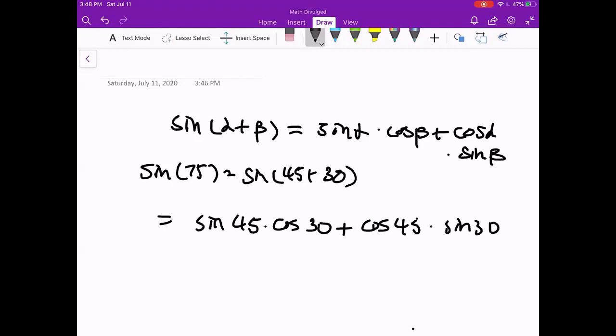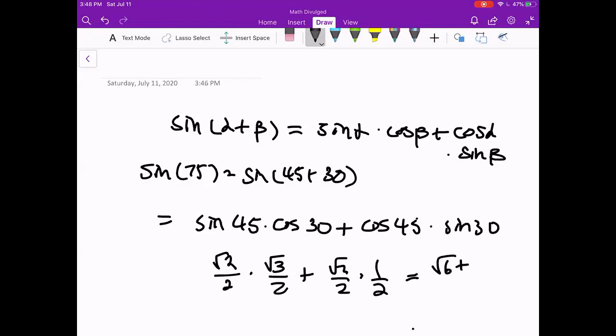So this is root 2 over 2 times root 3 over 2 plus root 2 over 2 times 1/2. So this is root 6 plus root 2 over 4. Just from this formula alone, we can calculate a lot of various intermediate trigonometric angles that are outside of the normal ones you memorize, which are 30, 45, 60, 90, 0.